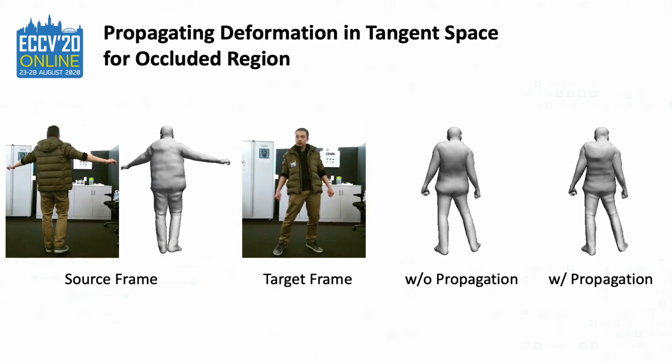In mesh refinement, we propose a deformation propagation loss to handle occluded regions. To reconstruct a vertex invisible in the current frame, we find the visible counterpart in the set of keyframes and propagate the deformation from it. The comparison shows that the one with propagation has more clothing details.